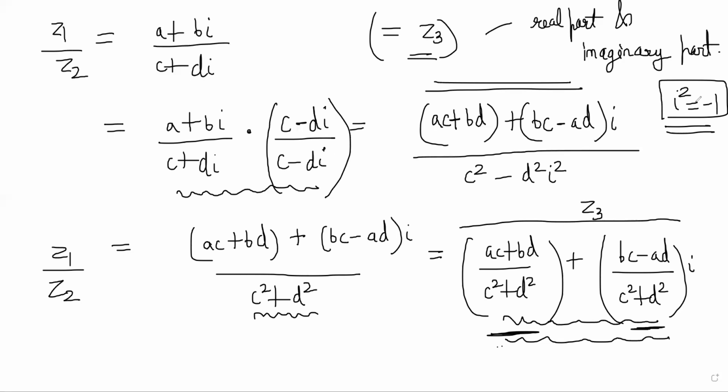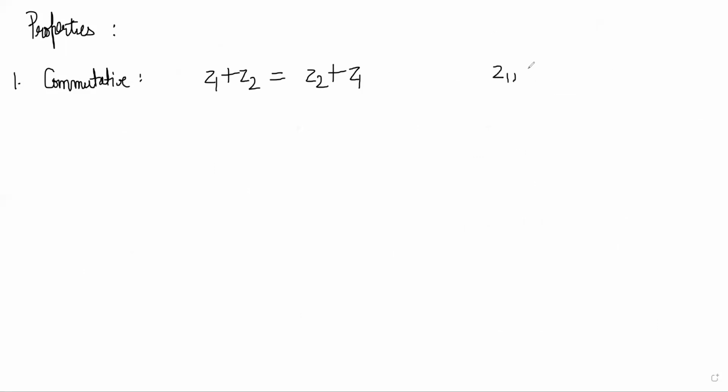Now, after this, what we will see is some properties of addition and multiplication. So properties like the commutative law. Commutative law means that if I add Z1 plus Z2, it is the same thing as adding Z2 plus Z1. So this is commutative. And Z1, Z2 belong to the set of complex numbers.